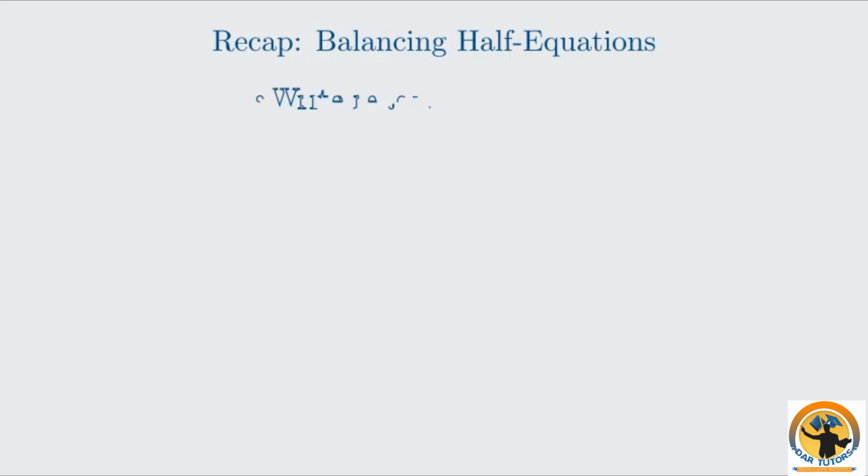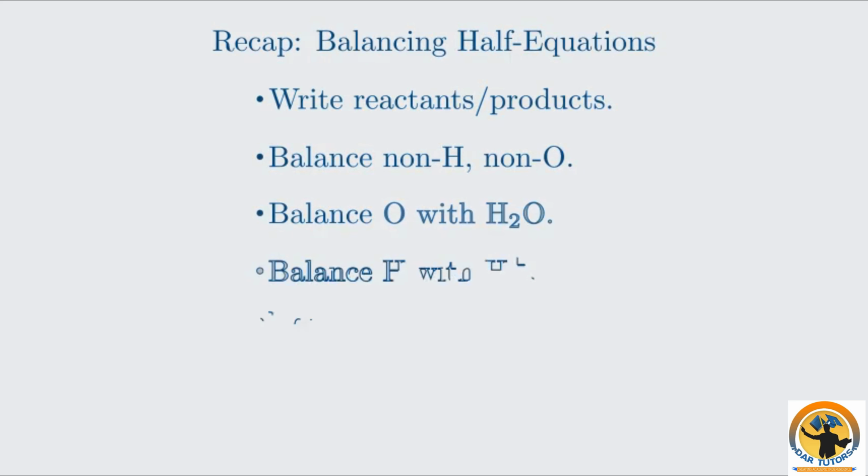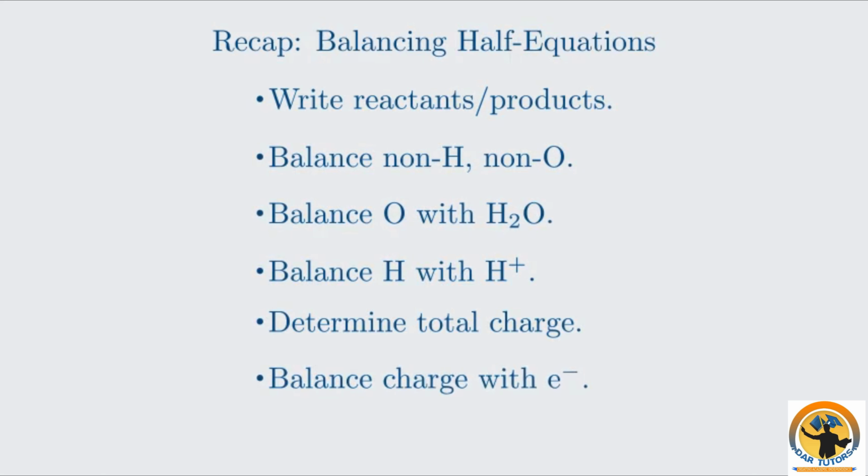To recap, we've outlined a consistent 6-step method for balancing half equations in acidic solutions, ensuring that both mass and charge are conserved. This systematic approach is your key to confidently handling complex redox half equations. Now that we can balance half equations, let's learn how to combine them into a single balanced redox equation. Our objective is to master the ion-electron method for this process.